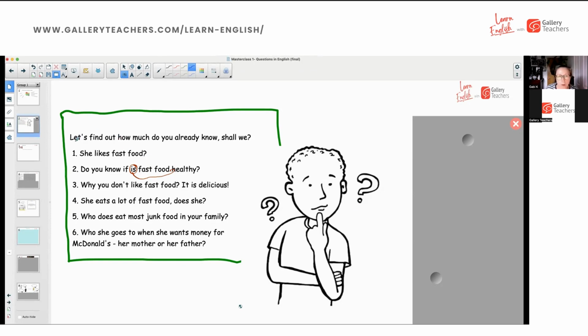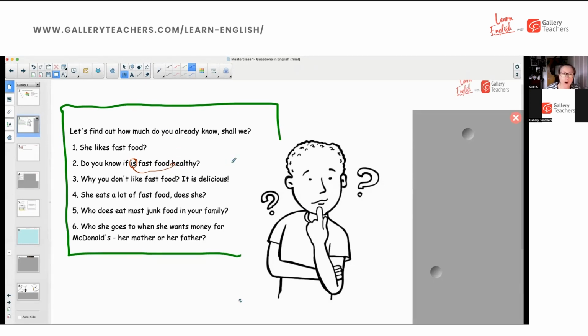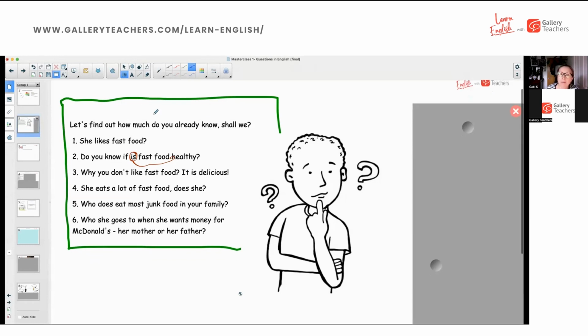Okay, let's look at the first one. Are you happy with the first sentence? Yes or no? Does she like fast food? You happy, Ashik, with the first one? Let's find out how much you already know, shall we? Christina is saying no. Jan is saying yes. I'm not. There's a big problem with this sentence. Freshta is saying no. Okay, so what's wrong?